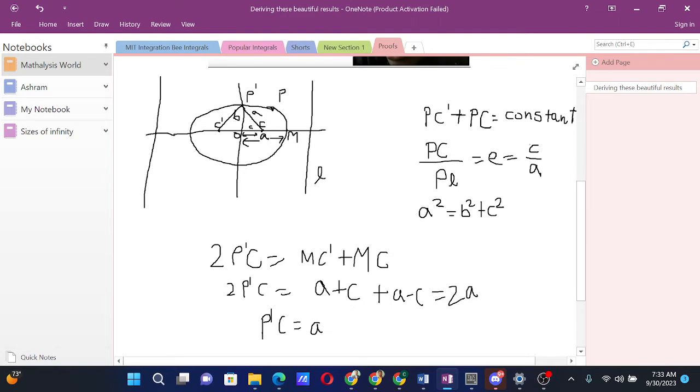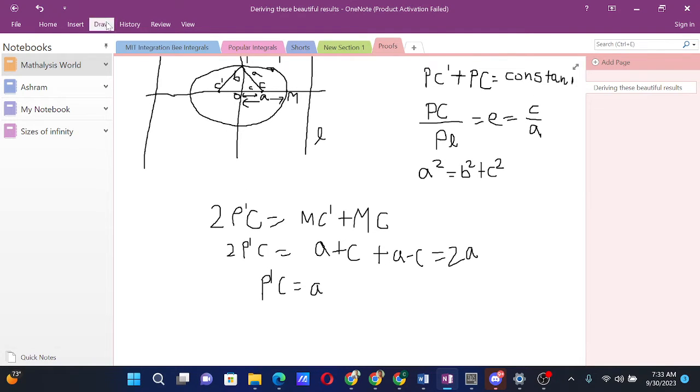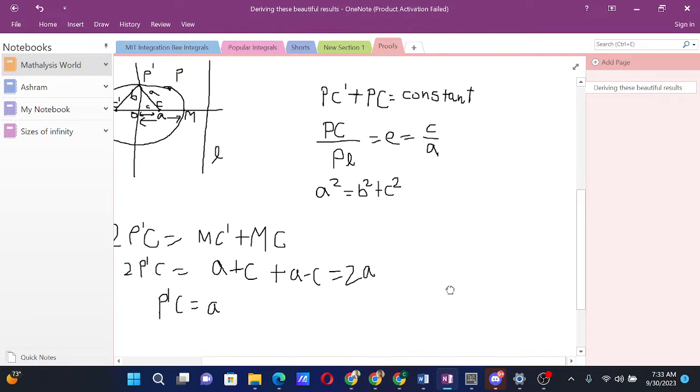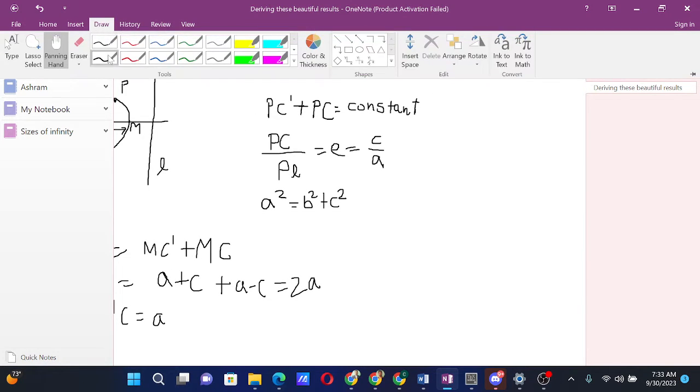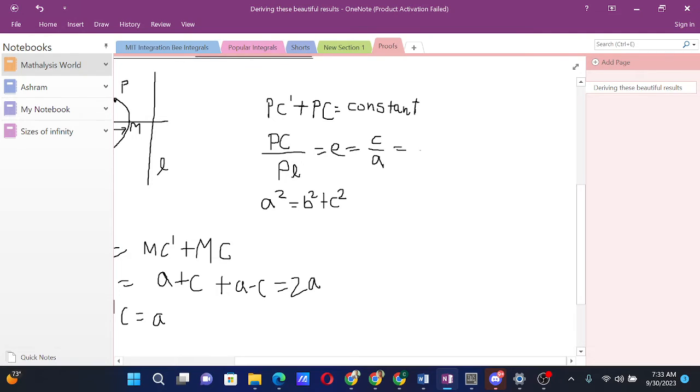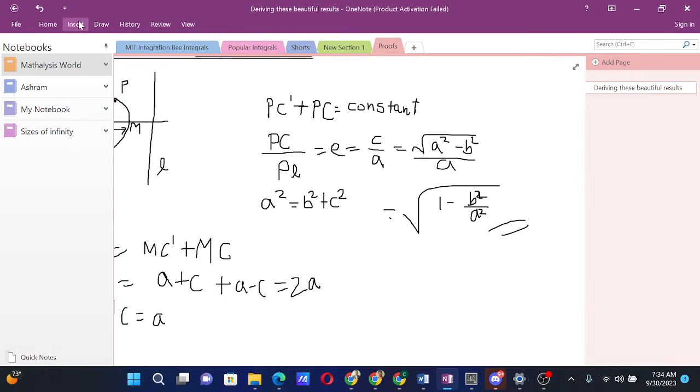If we have this, we can also change the formula for the eccentricity of the ellipse as follows. It will be C equals root under A square minus B square, over A, and we can change this to root under 1 minus B square by A square, which is an alternate formula for the eccentricity of an ellipse, and it's used quite often.